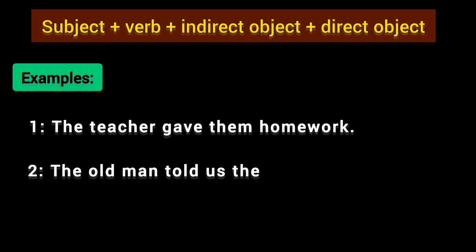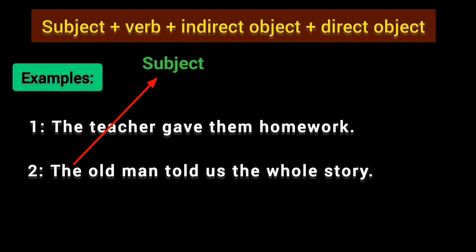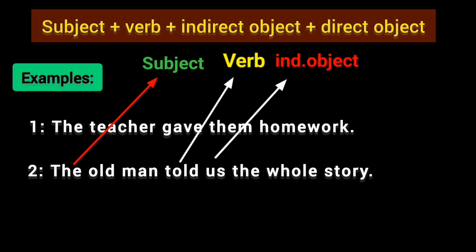The old man told us the whole story. Here in this sentence, the old man is the subject, and told is the verb, and us is the indirect object, and the whole story is the direct object. So you can see for whom the whole story is told. The simple answer is, for us. So you can see this is the indirect object.